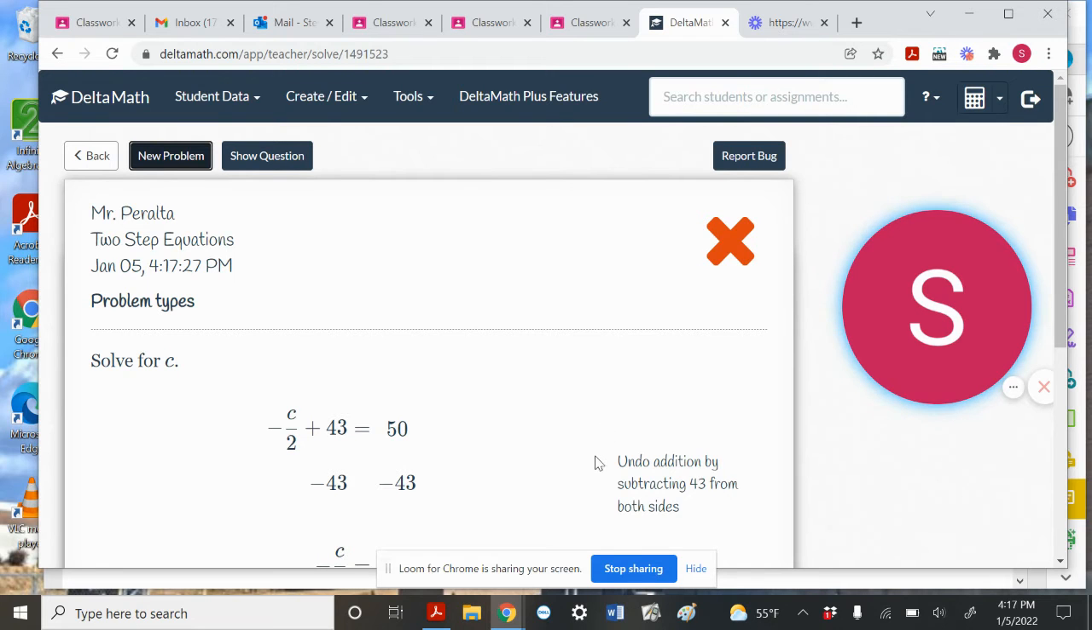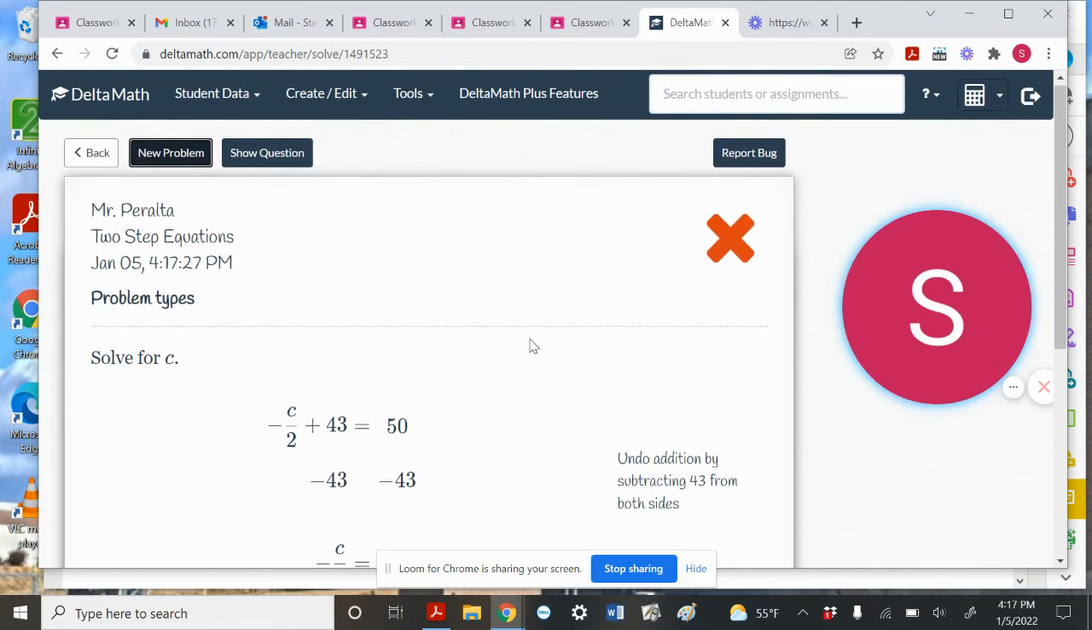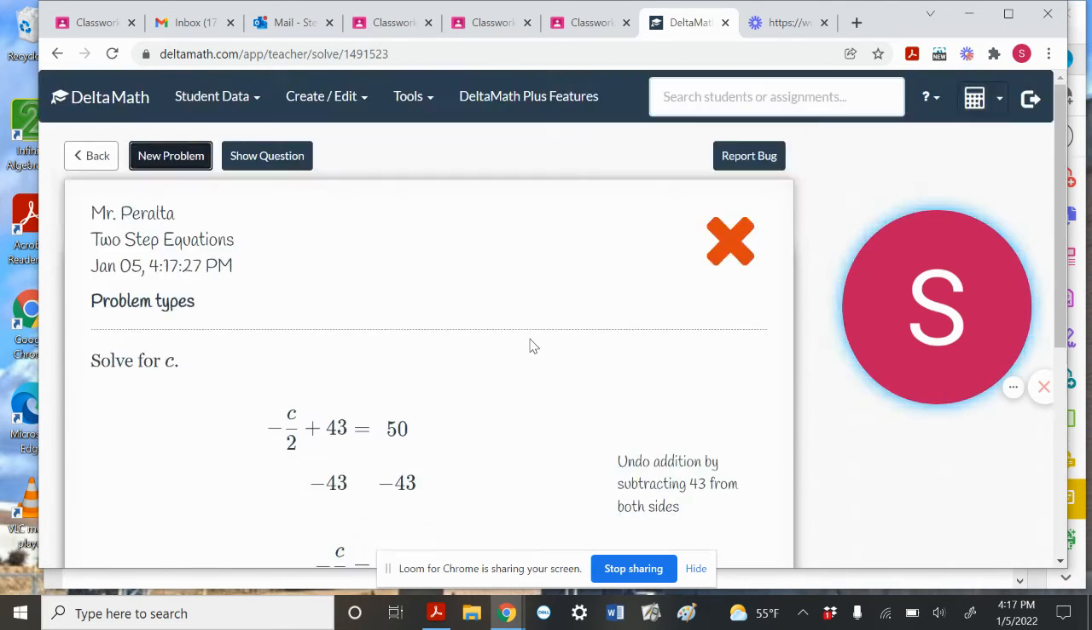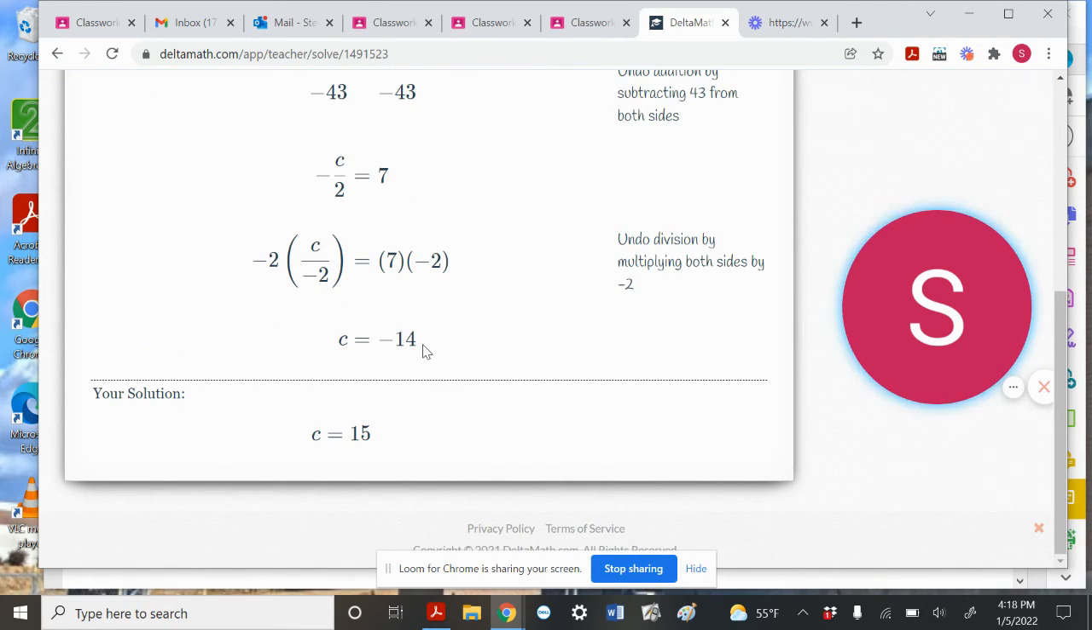The other thing that will happen, notice that it gives me an example. It shows me how to solve it. Subtract 43 from both sides, multiply both sides by negative 2, and then we've got C is negative 14. So I can see the answer, and I can see what I solved it with. I said 15. It was negative 14.